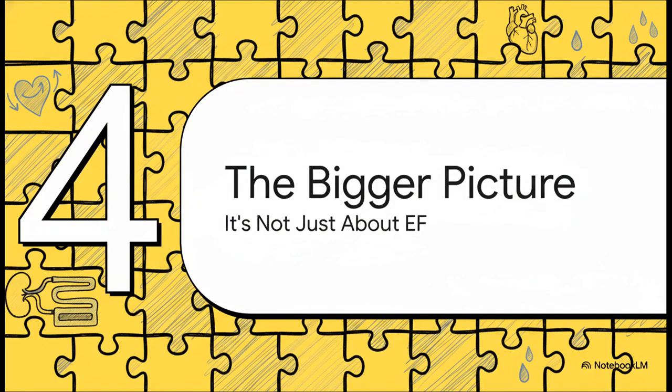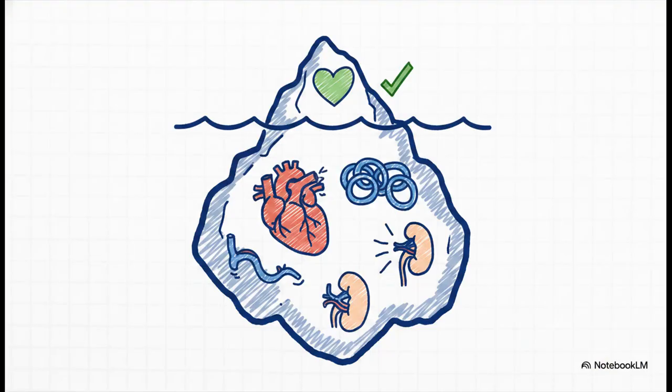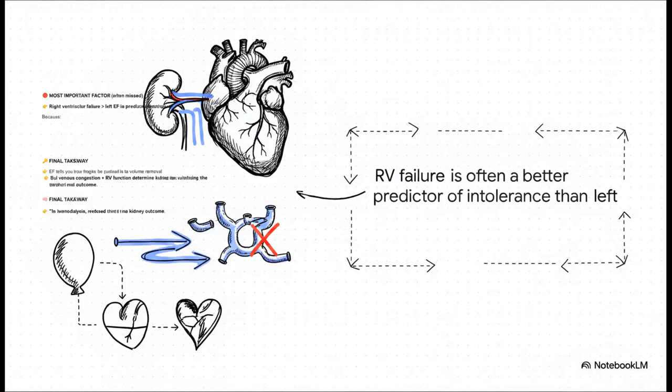But I have to tell you, as critical as ejection fraction is, it's not the whole story. It's just one piece of a much bigger and often missed cardiac puzzle. Because if you've been doing this for a while, you've definitely had that patient, the one with the decent EF who, for some reason, just can't tolerate dialysis no matter what you do. It tells you there has to be something else going on. And here it is. This is the big aha moment.